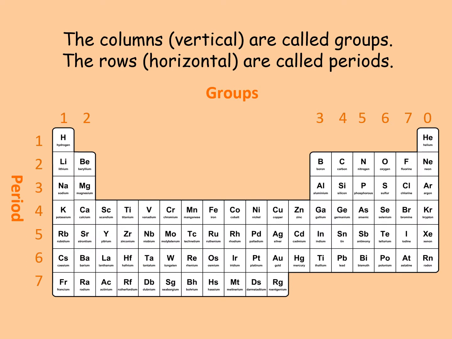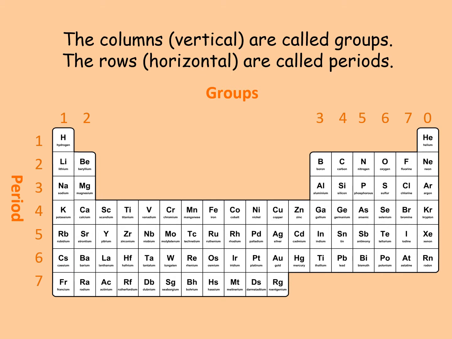Key thing that we need to know about the periodic table. So the columns are vertical ones, so going down, and these are called groups. So down the top, we've got group 1 here, group 2, 3, 4, 5, 6, 7, and 0. This one at the end is sometimes referred to as group 8, sometimes referred to as group 0. Okay, now each of these different groups have different properties, and we'll go through some examples of them later in the unit.